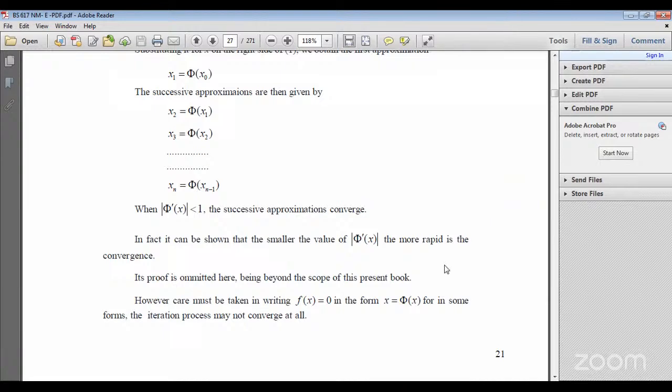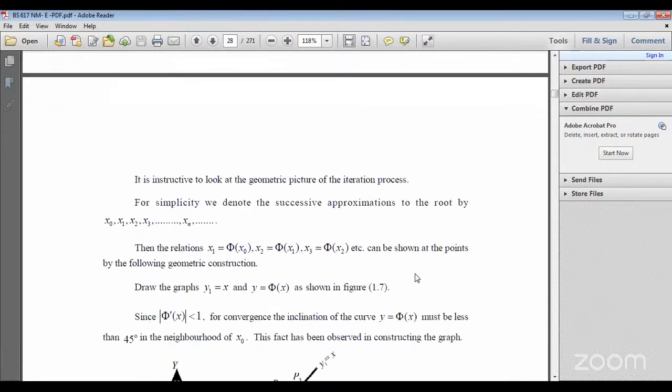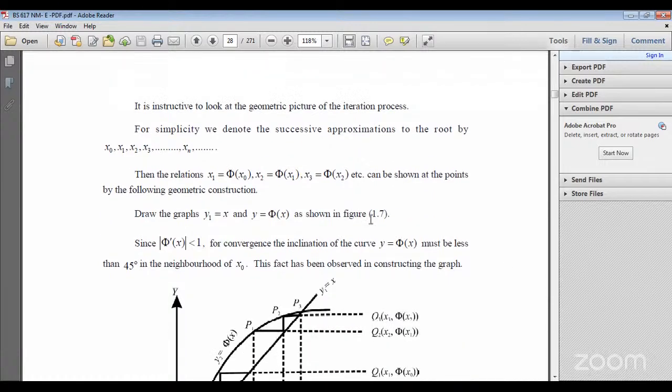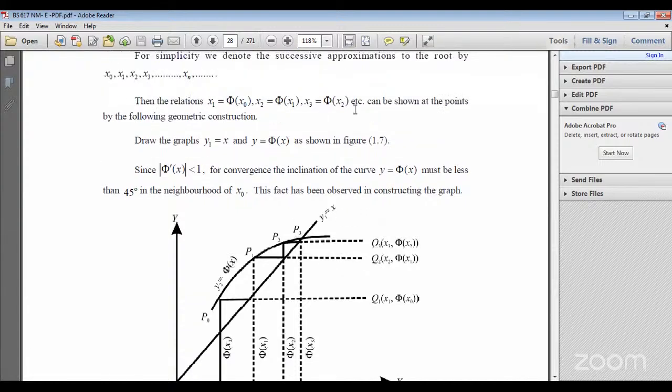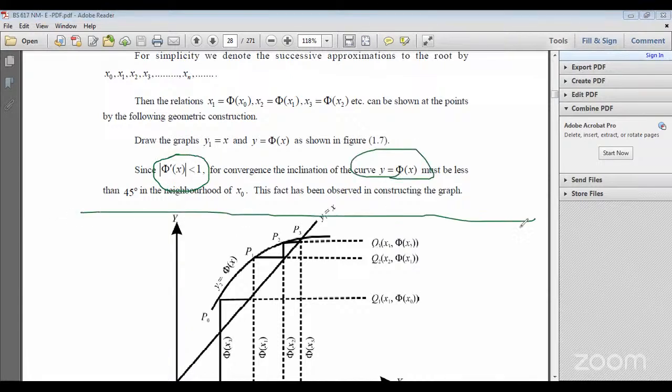However, if φ dash x is greater than 1 at some points, the iteration process may not be convergent at all. It is instructive to look at the geometric picture of the iteration process. For simplicity, we denote the successive approximations to the root as x0, x1, x2, x3, and so on, xn. Then the relations x1 = φ(x0), x2 = φ(x1), x3 = φ(x2) can be shown by the following geometry. Here we are taking modulus of φ dash x less than 1, y = φ(x) less than 45 degrees in a neighborhood of x naught.